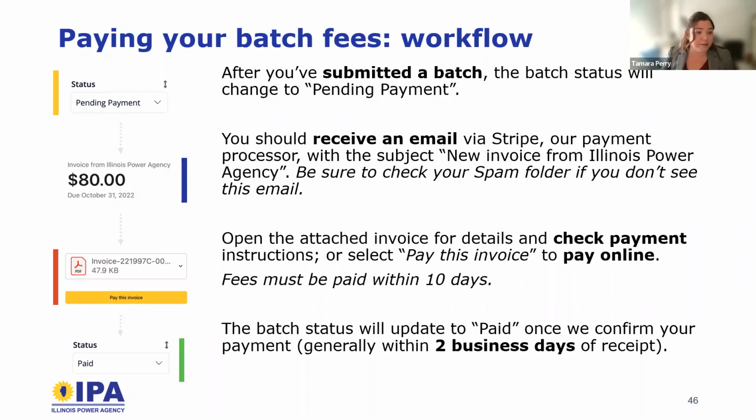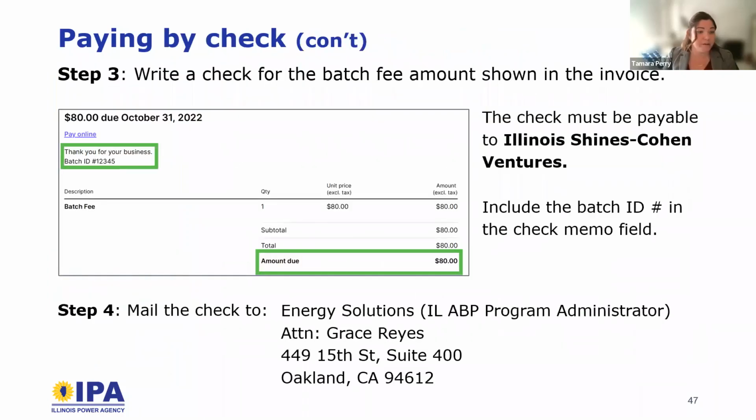Okay, I'm going to go a little bit deeper into the payment types and how you will execute them in Stripe or through the mail. If you're paying by check, the address is provided below. This will also be included in each invoice, so you don't have to copy it now. The check must be payable to Illinois Shines Cohen Ventures, and please include your batch ID number in the memo field.